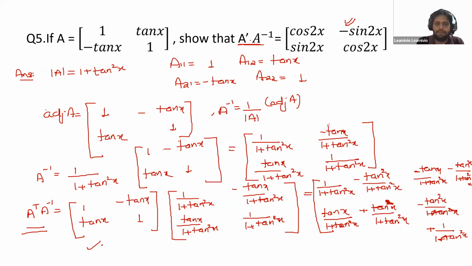Abdul, this is done. Just a second, sir. Done. Okay. So getting the same answer, cos 2x minus sin 2x. Yes, sir. Okay, great. Okay, then we will start the next question.